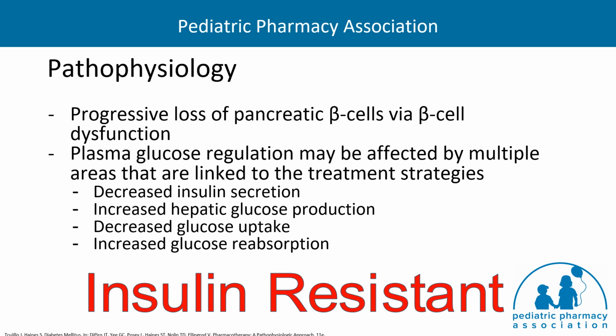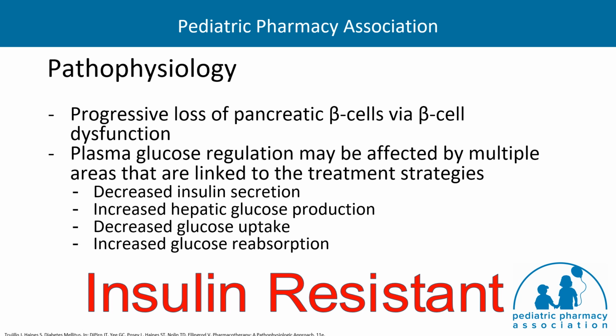In these patients, plasma glucose regulation is affected by multiple areas, and all of these areas are going to be potential targets for our treatment strategies. So one of the errors within type 2 diabetes mellitus is decreased insulin secretion. So in response to high blood sugar, the body does not release insulin in an appropriate manner and the blood sugar stays elevated. There's also increased hepatic glucose production, so the body doesn't recognize that the blood glucose level is high, and as a result, the liver continues to pump out extra glucose into the bloodstream.